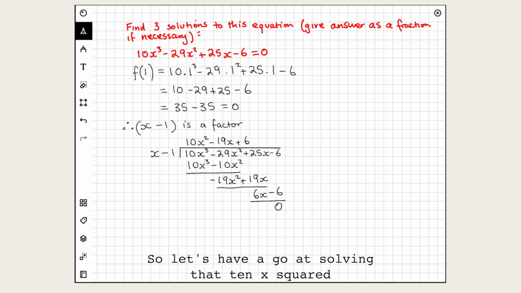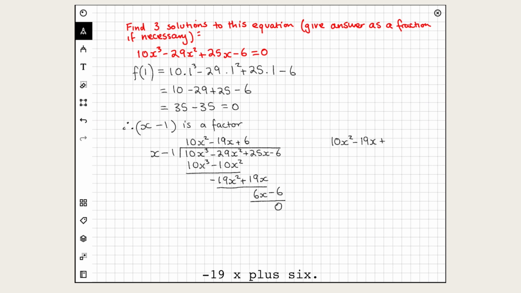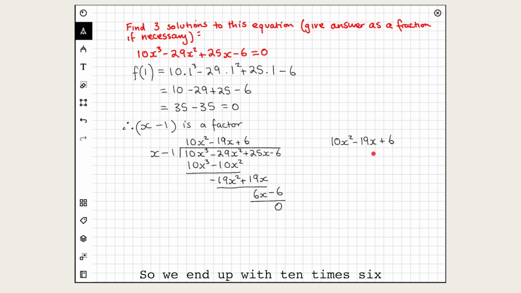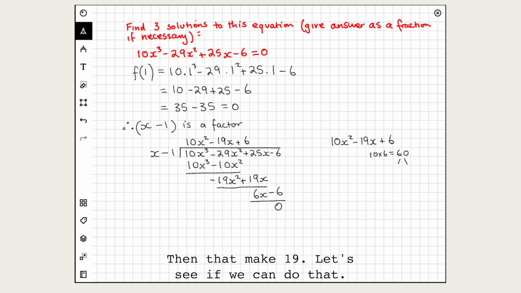So let's have a go at solving that. 10x squared minus 19x plus 6. Now notice we've got a coefficient here that isn't 1, it's 10 in this case, a non-1 coefficient of our x squared term. So there are multiple ways to solve this. The way that I like doing it is let's multiply the a and the c term together, so we end up with 10 times 6, which is 60. Factors of 60 then that make 19. Let's see if we can do that.